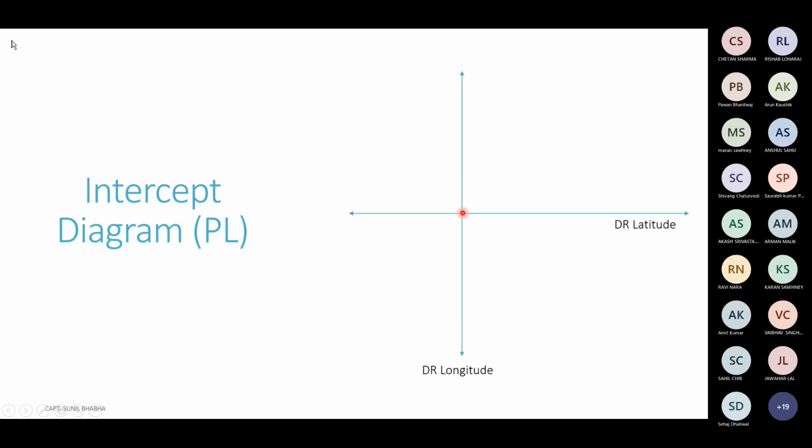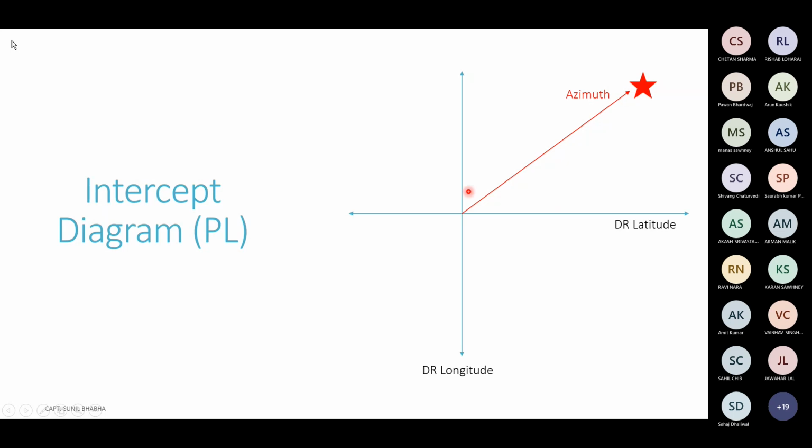Now at this position, we mark the azimuth of the body. Let's assume the body is somewhere here. The azimuth will be the direction in which the body is. So the red color line represents the azimuth of the body. Now we have the intercept. Let's assume we have intercept equal to 3 miles towards.